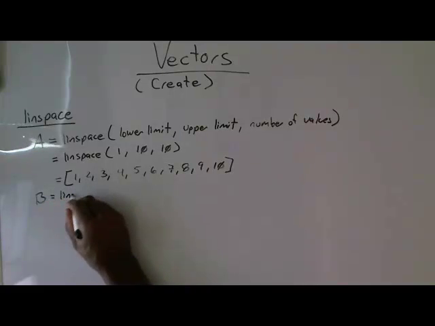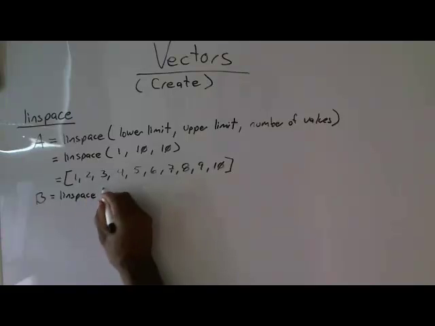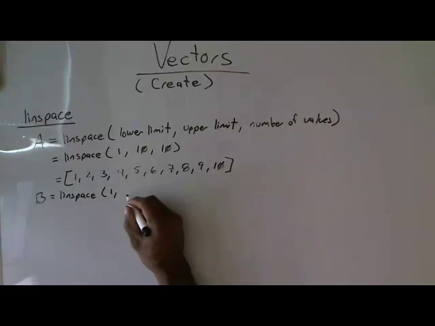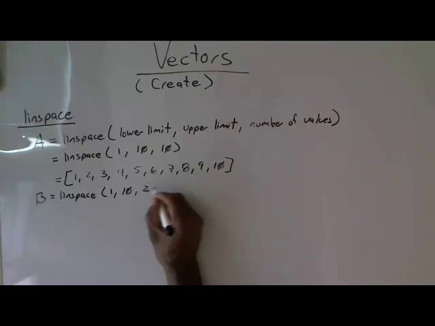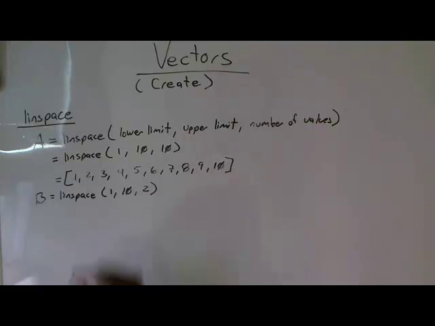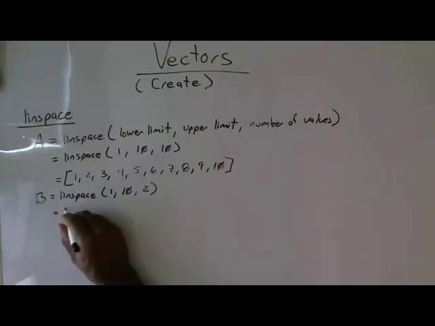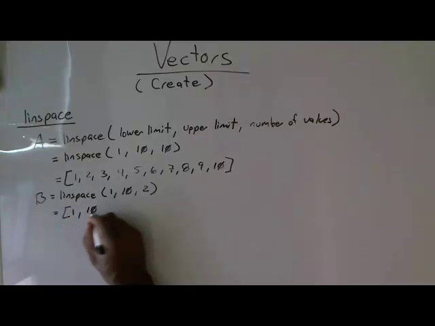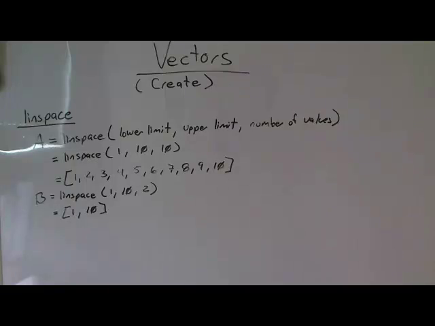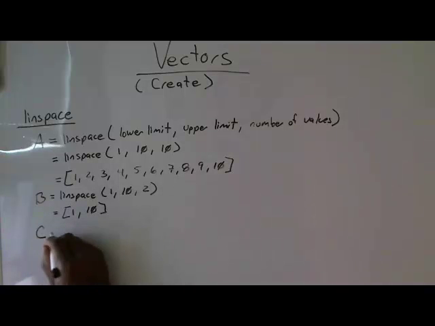Now, let's do B, another vector, Linspace 1, 10. So we're going to start at 1, end at 10 again, but this time let's just put a 2 in there and see what happens. Okay? So we got 2 values, starting at 1, ending at 10, evenly spaced between 1 and 10. That only gives us the vector 1, 10, because those are 2 values in the vector, evenly spaced between 1 and 10. Let's do another one.